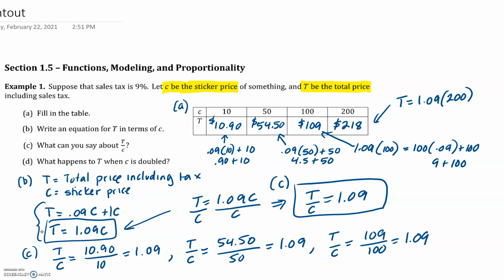Finally, part D, we'll do it over here. What happens to T when C is doubled? It doubles. You can clearly see that right here. When C doubles, so does T. So this is 109. If you take 109 times 2, you do get 218. So that's the answer to D.